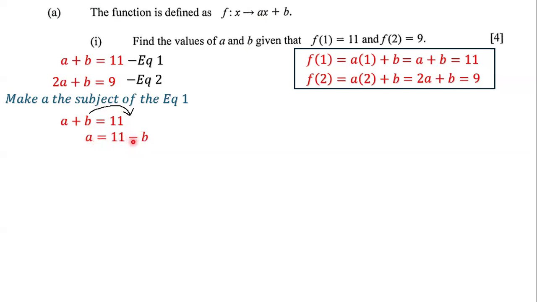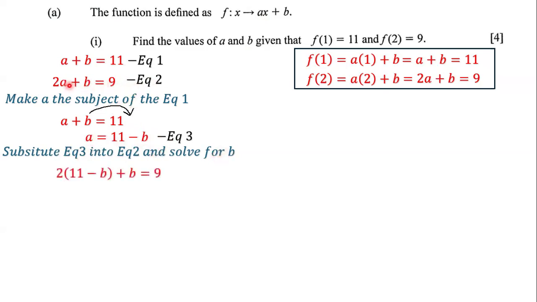So that's what a is. We have made a the subject simply by sending b over. It was a positive b, but when you send it over, it becomes a negative b. So a is equal to 11 minus b, and we can call this equation 3. Now we're going to substitute equation 3 into equation 2 and solve for b.